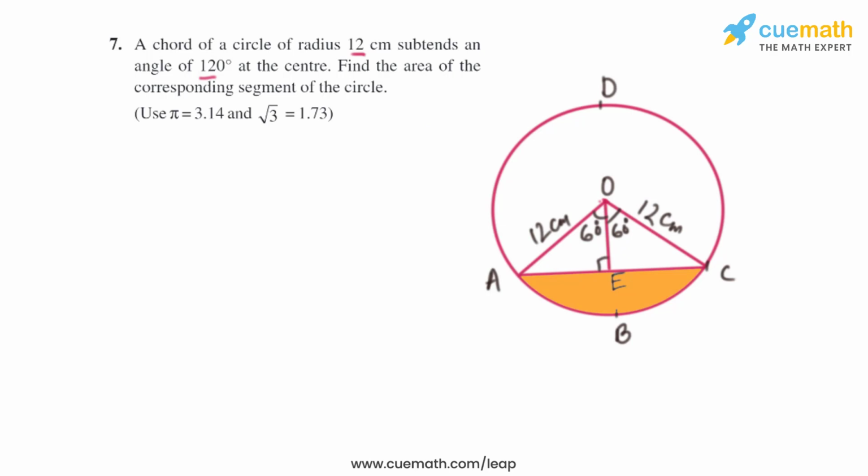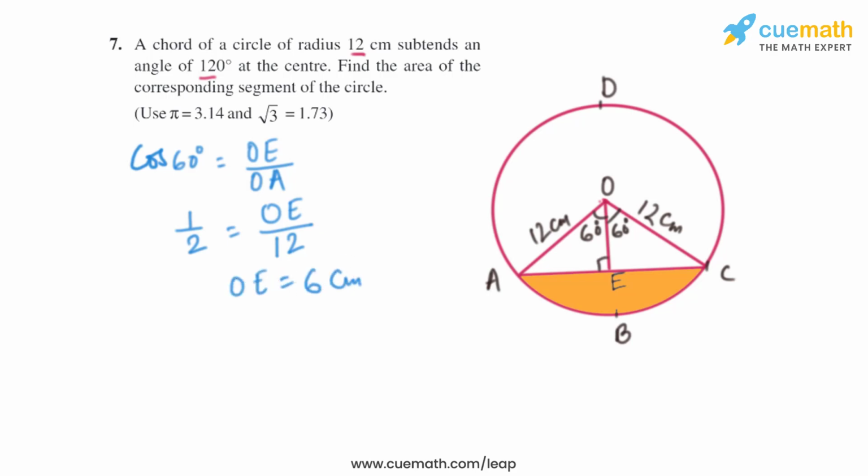So let's do that. To find the area of triangle OAC, we need the height OE and the base AC. So we'll draw a perpendicular OE from the center and it will bisect AC, which means AE will equal half of AC. Now in triangle AOE, cos 60 degree equals OE upon OA. We know the value of cos 60, that is 1 by 2, and that equals OE divided by OA, which is 12. So from here we get OE as 6 centimeter.